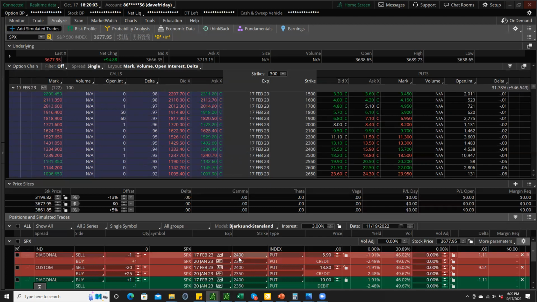I already went through this. I did find that the 2400 was the right one. We're going to end up with the $5.90 credit. It's a little rich. We like to get closer to $5. In other words, $10 for the credit side, $5 for the debit side, net $5. There just wasn't anything available today, but that's what we want to look for.